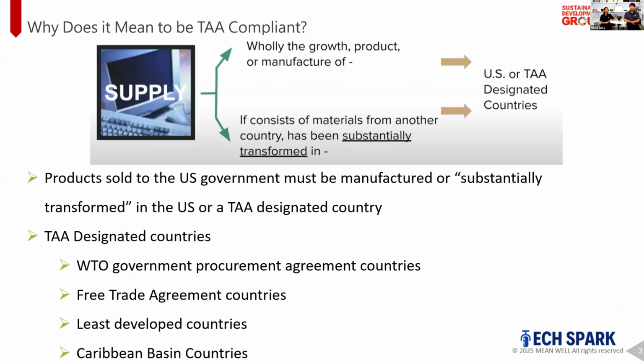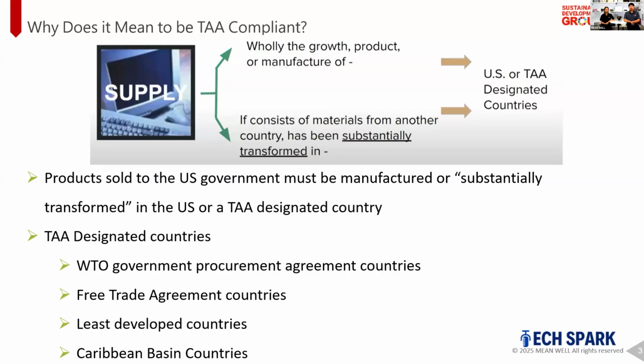Gotcha. And what are these designated countries? Yeah, so there's a long list of designated countries, over 170 different countries on this list. And if we look at it, it's easier to identify which countries are not designated. It's a much shorter list.